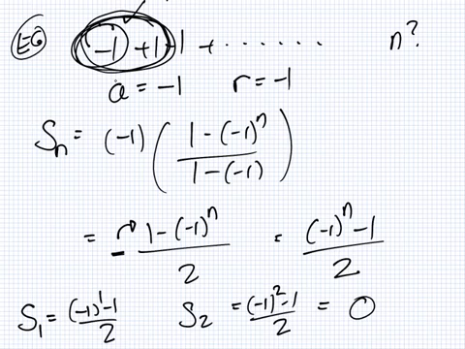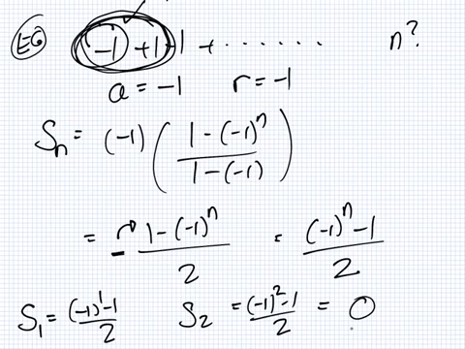Someone in front of me just asked: what's the sum of the first two terms? Minus 1 plus 1? So I want to check that the sum of the first two terms is 0. Yeah. And so they always equal to 0.